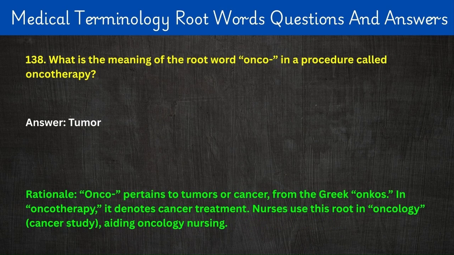138. What is the meaning of the root word onco- in a procedure called oncotherapy? Answer: tumor. Rationale: Onco- pertains to tumors or cancer, from the Greek onkos. In oncotherapy, it denotes cancer treatment. Nurses use this root in oncology, cancer study, aiding oncology nursing.